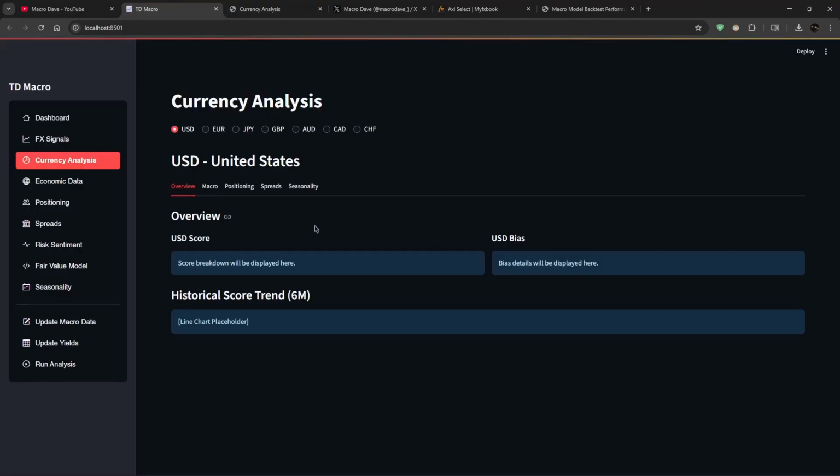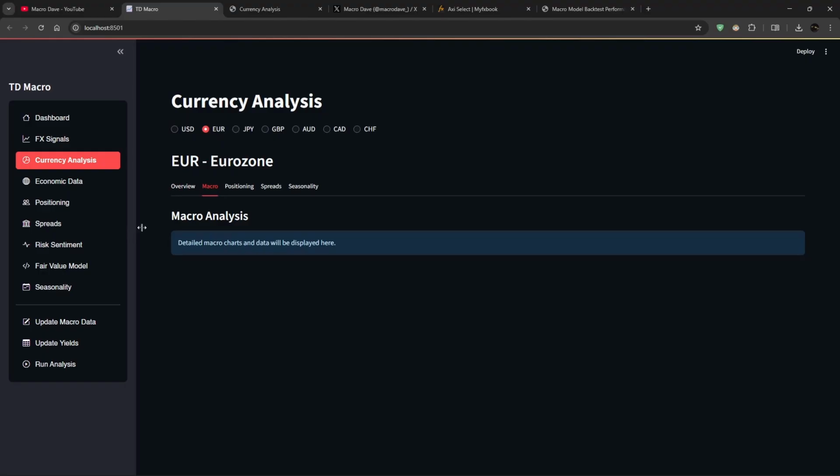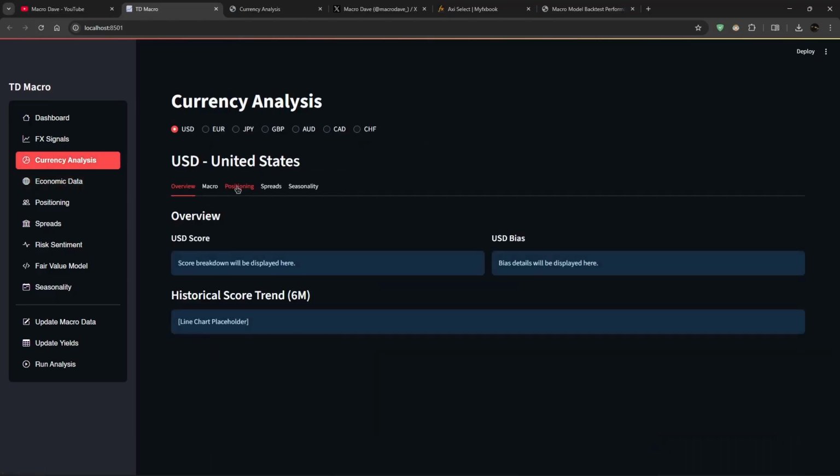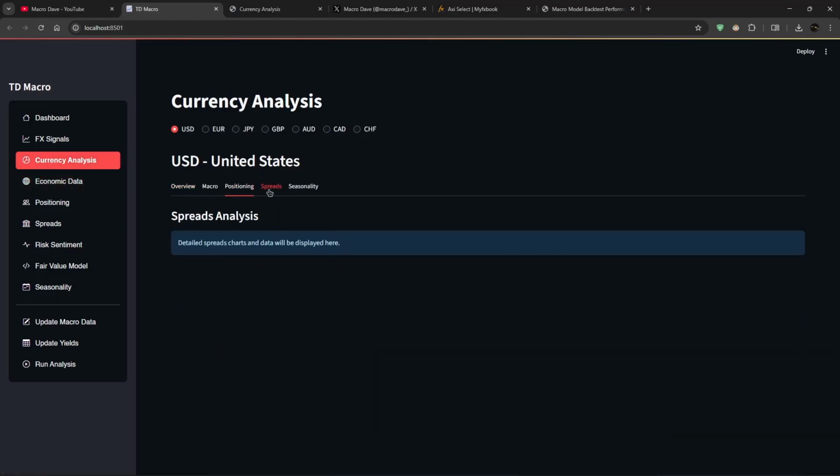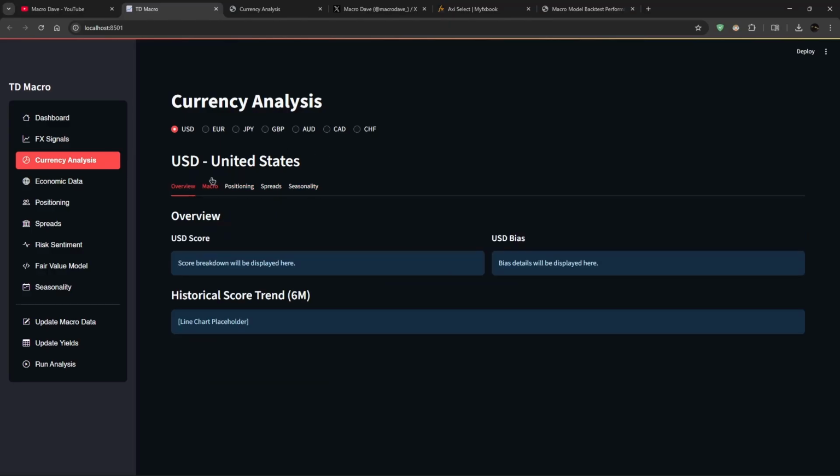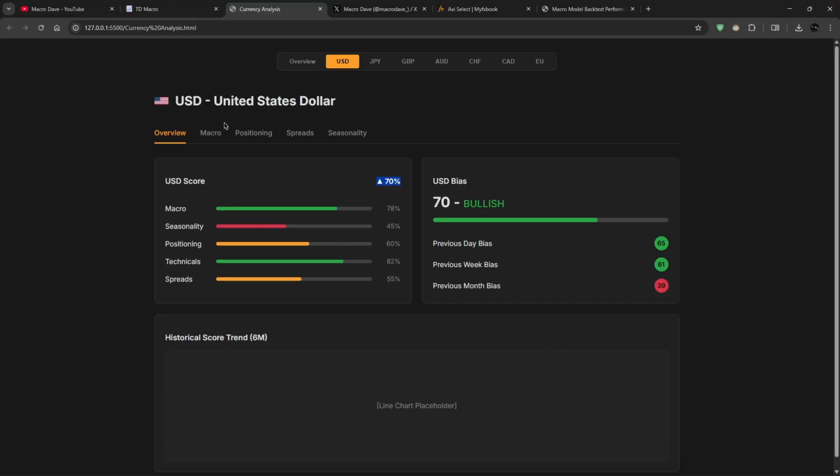As mentioned, this page is not complete yet, it's just under construction. So you can see it's the same thing as this. It has currency analysis, and it has the different currencies that you can choose. We are currently on United States. You can change to euro and you can see that it will show the euro score. Then you can go to macro, and this will show the macro page where you can see the economic data, which we'll get into soon. Then we have the positioning page, which will show positioning, spreads and seasonality. So you get the general idea. This is the currency analysis page. It's currently under construction, and it should look something like this in the final version.